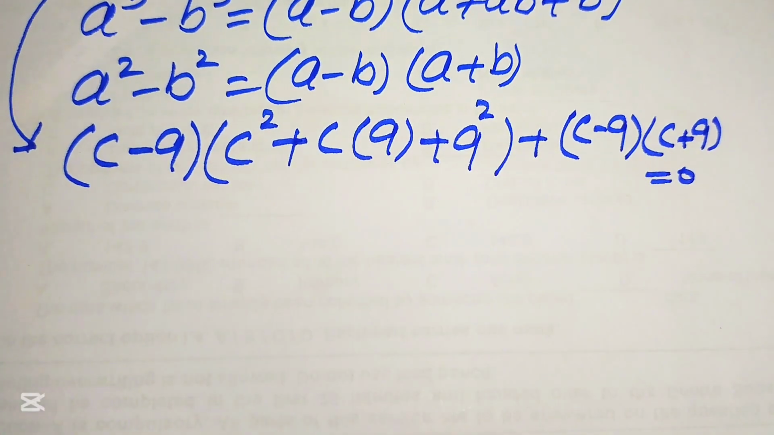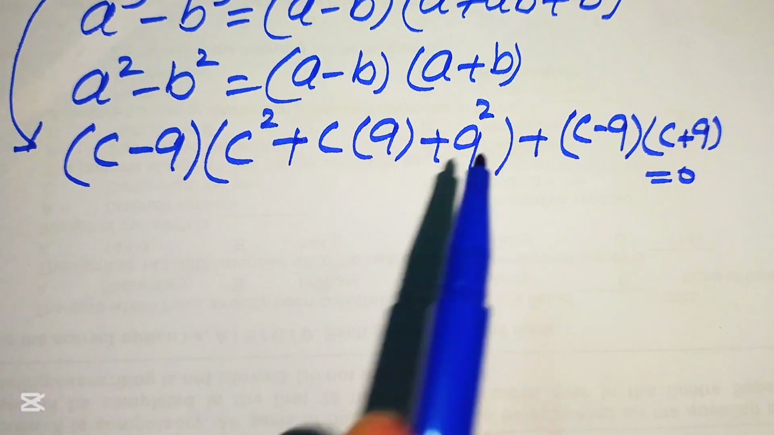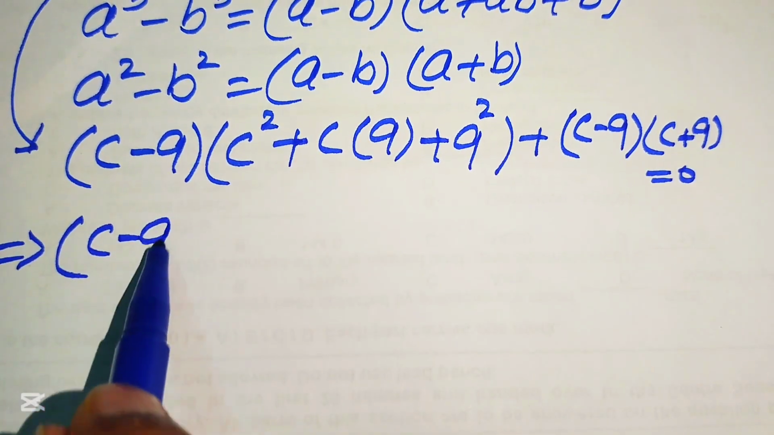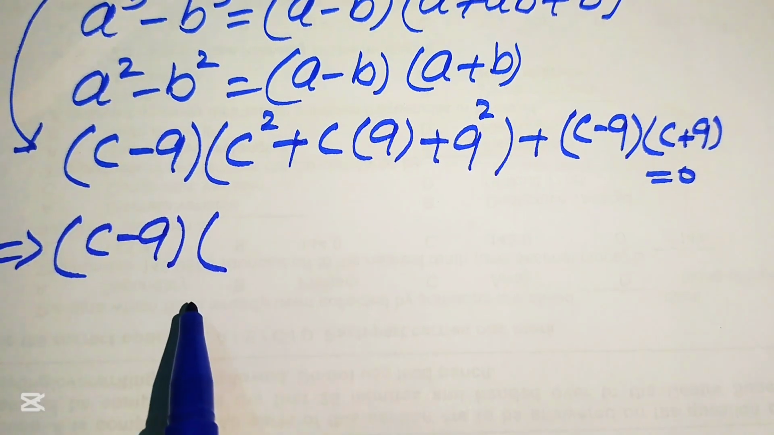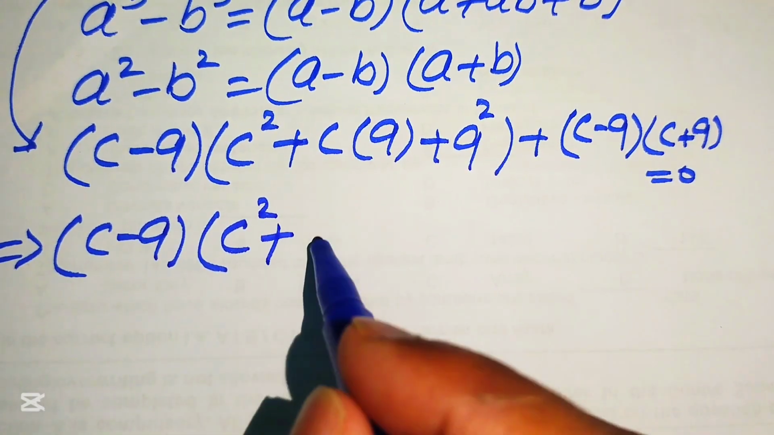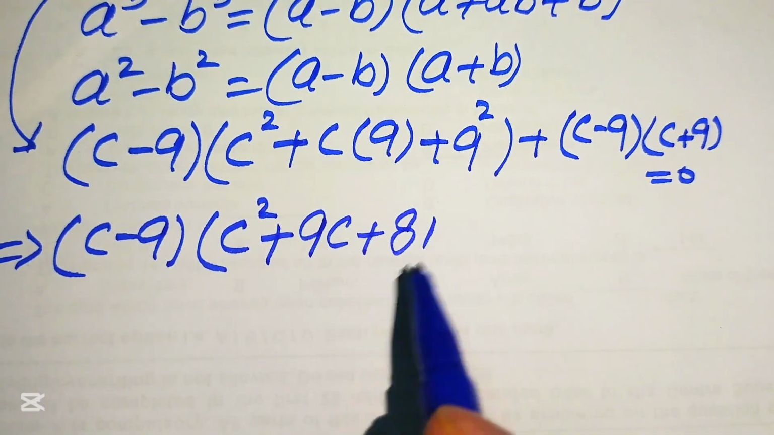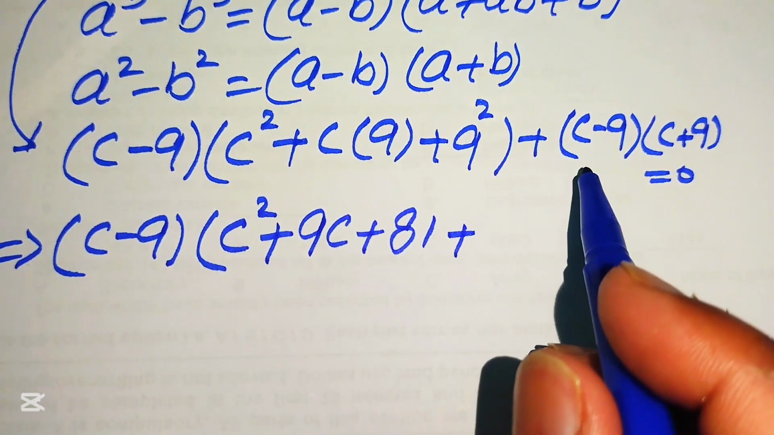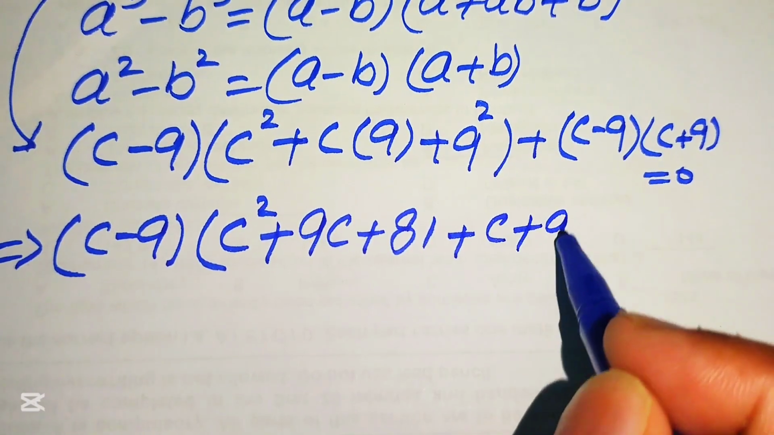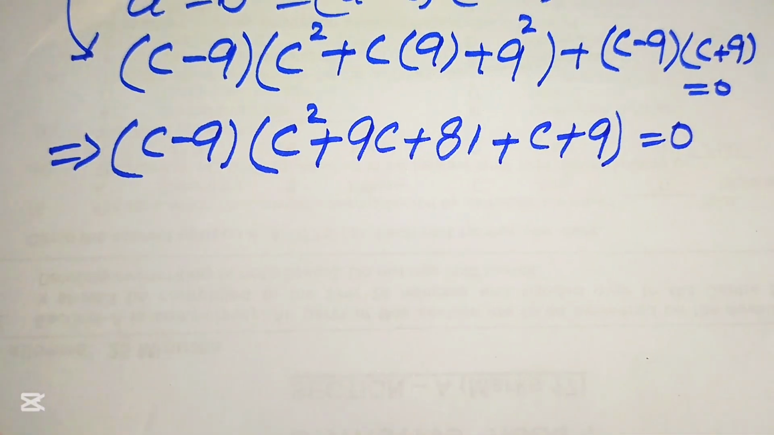Now focus on both of these terms, and you see that c minus 9 is the common factor, so we take c minus 9 common, and the remaining values are c squared plus 9c plus 9 squared, which is 81, plus c plus 9, and this whole equation equals 0.